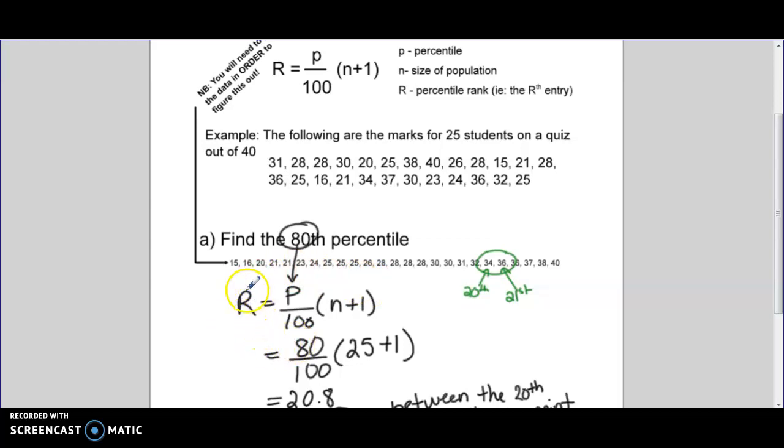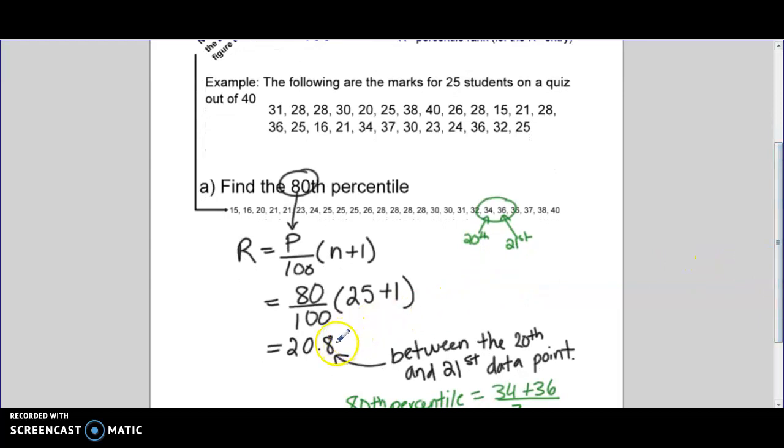So to solve for the rank, we're going to sub in 80 for the p-value, which is the percentile, over 100. And as I stated earlier, the n value is 25 because we have 25 students in the class, and then the plus 1 from the formula. Solving for that gives us 20.8. That 20.8 tells us the rank of the 80th percentile. That does not mean that the 80th percentile is a mark of 20.8. However, it means that we will find the mark of the 80th percentile if we look at the 20.8th rank.